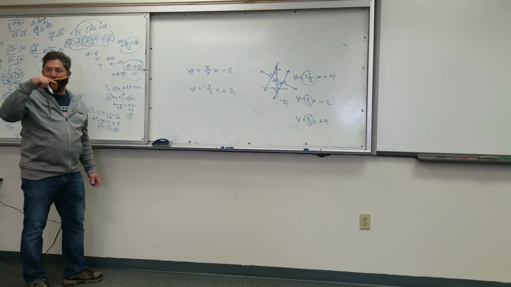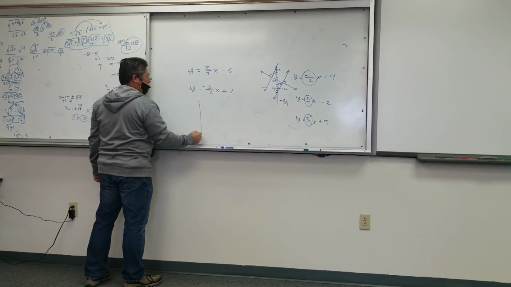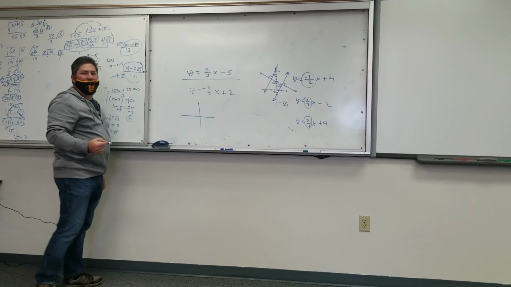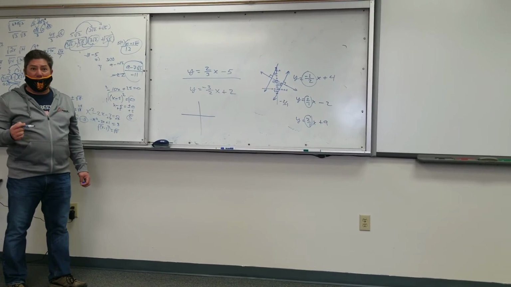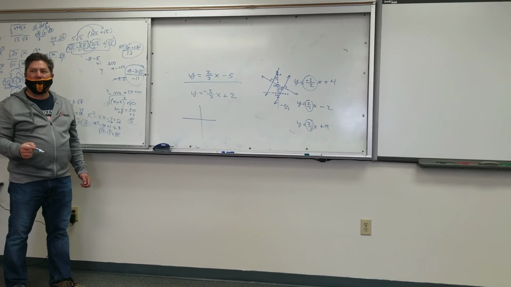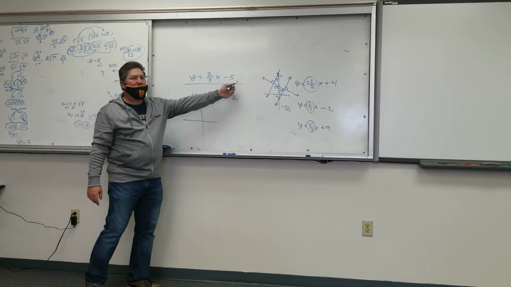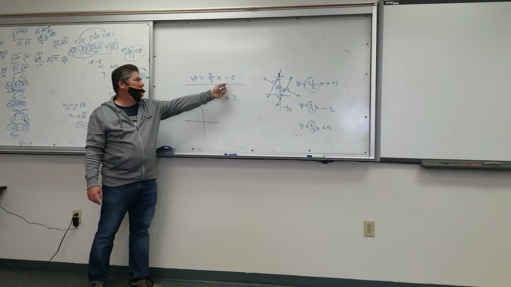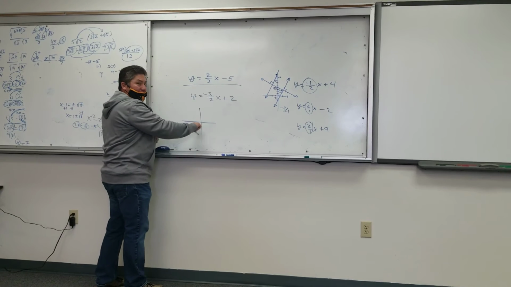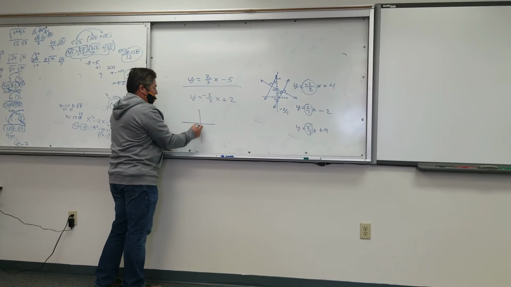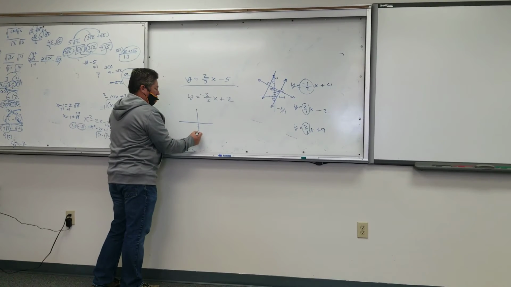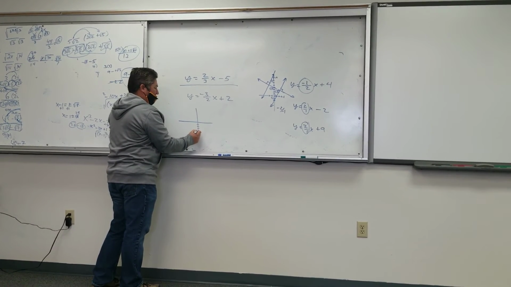Okay? Let's graph the top line. So Brian, where would I start on that top line? Where am I going to start my graph? The y-intercept. What is the y-intercept in this line? 2/3? Nope. -5. So I start on the y-axis. Don't start on the x. That's where kids mess up. Start on the y-axis at -5.